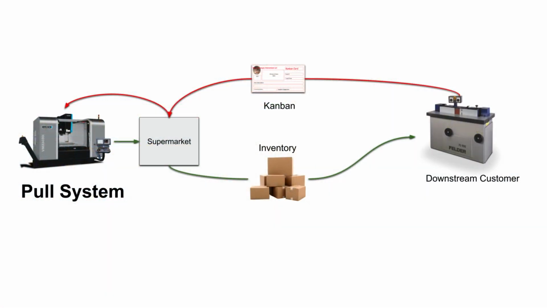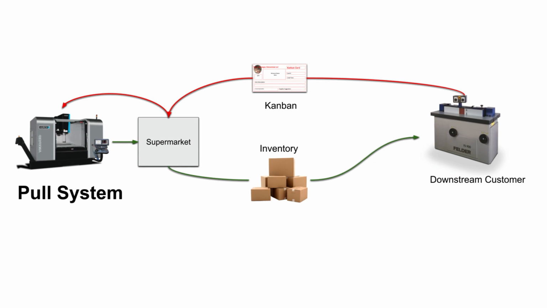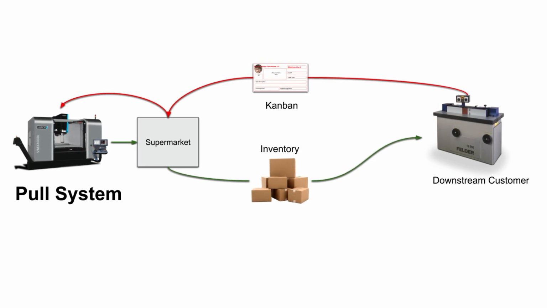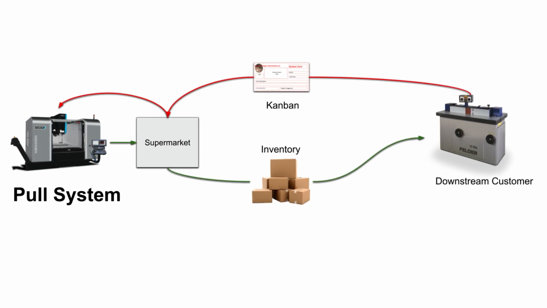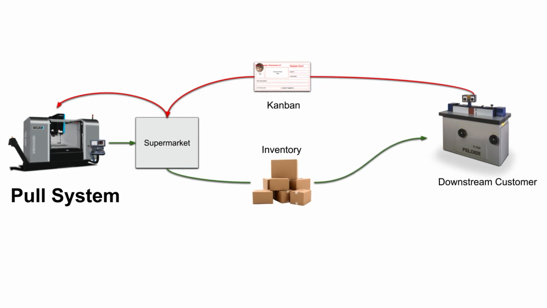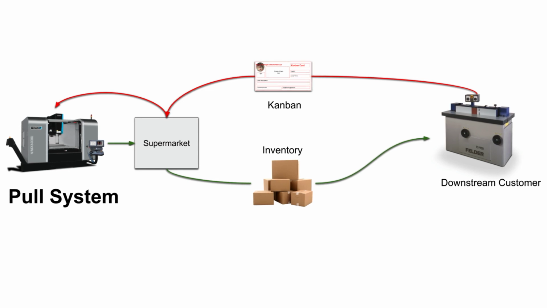This process is often facilitated by a Kanban card. The Kanban acts almost like a currency. Operators of a downstream process go to an upstream supermarket and withdraw using a Kanban. The Kanban then moves from the empty space in the market to produce or procure and refill the supermarket shelves.